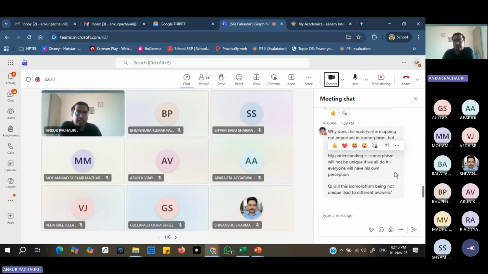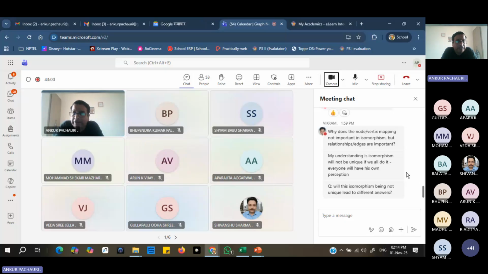Why is the node and vertex mapping not important in isomorphism, but relationship edges are important? My understanding is isomorphism will not be unique. If we all do it, everyone will have their own perception. Will this isomorphism being not unique lead to a different answer? Sorry, I'm not able to get it. I'll read it again. Why is the node vertex mapping not important in isomorphism?